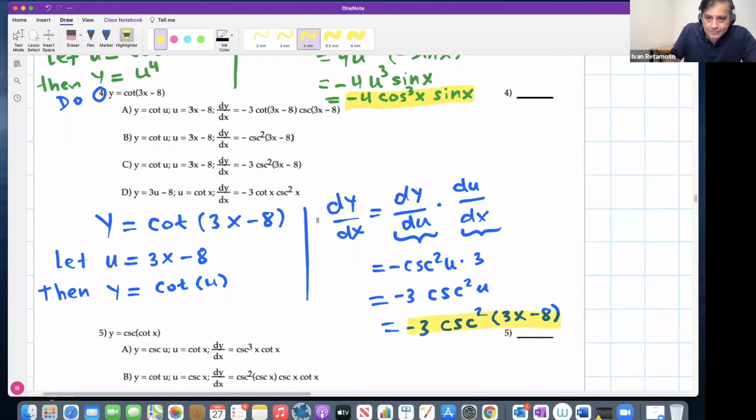Where is this here? Well, you can see that that is for number 4 here, right? Minus 3 cosecant squared of 3x minus 8. Then just confirm, right? This guy, u equal 3x minus 8, and y equal cotangent of u. Everything perfect. Good. That's it. Very good, guys. Very good.